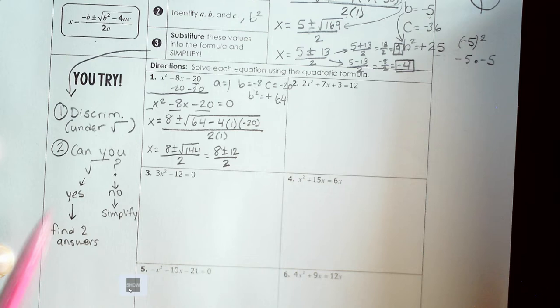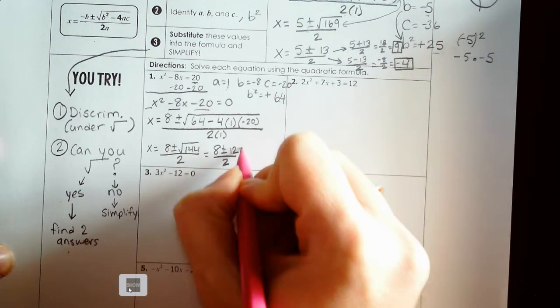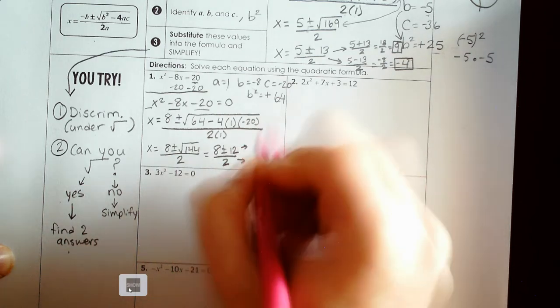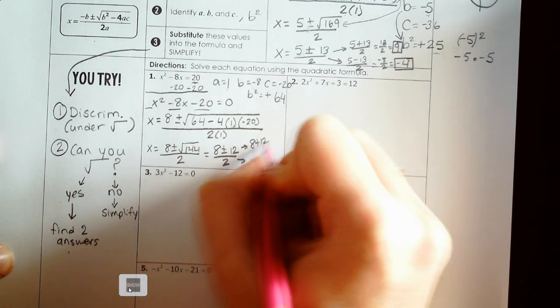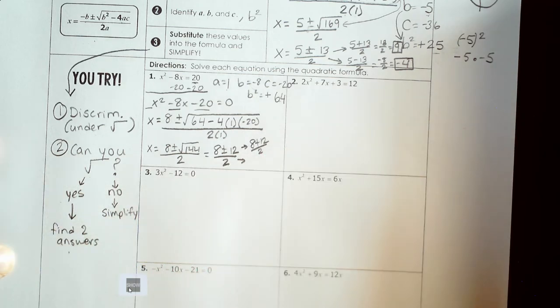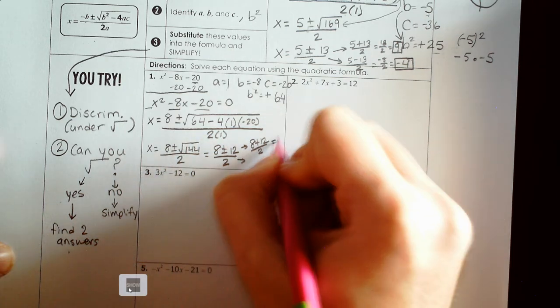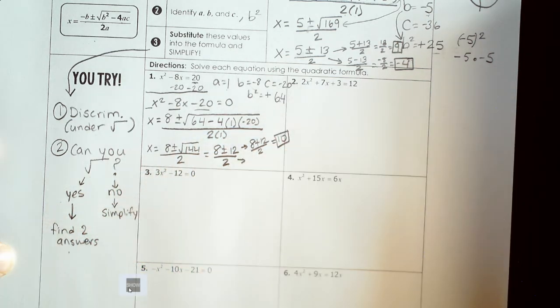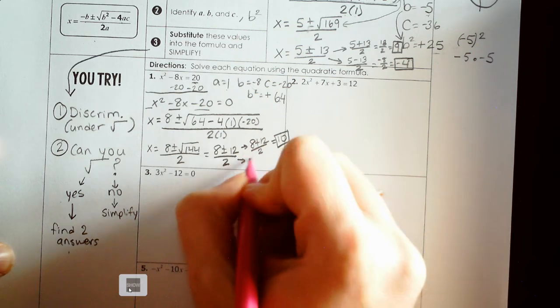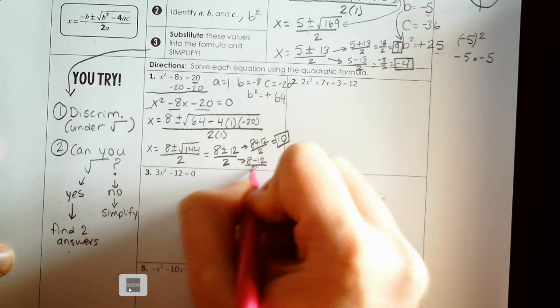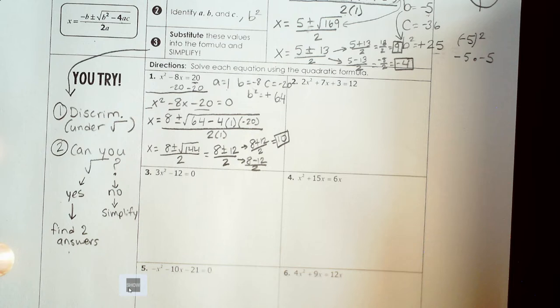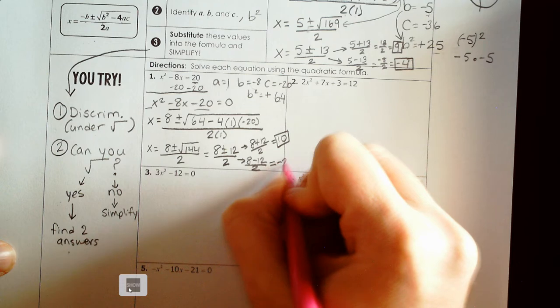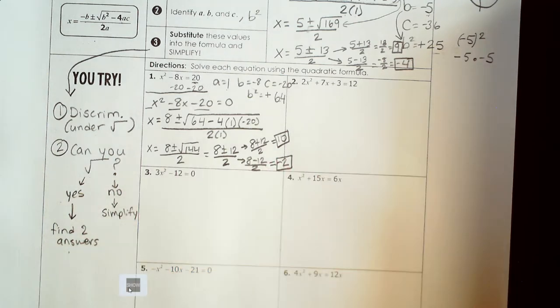All right, and because we could take the square root, now you got to find your two answers, okay? So we have 8 plus 12 over 2. 8 plus 12 is 20. 20 divided by 2 is 10. All right, and then our second problem would be 8 minus 12 over 2. 8 minus 12 would be negative 4. Divided by 2 is negative 2. So there are your two solutions.